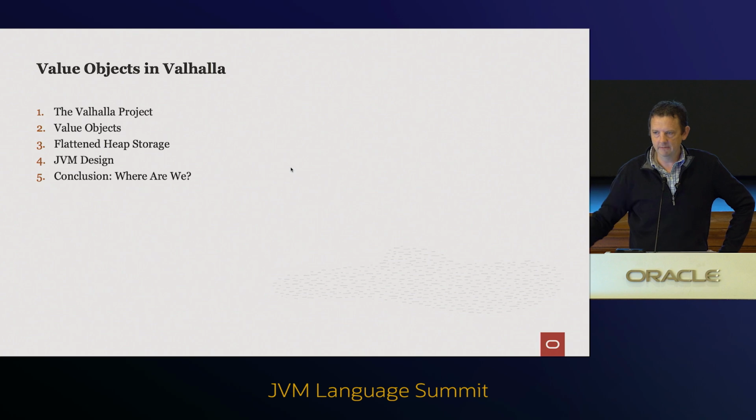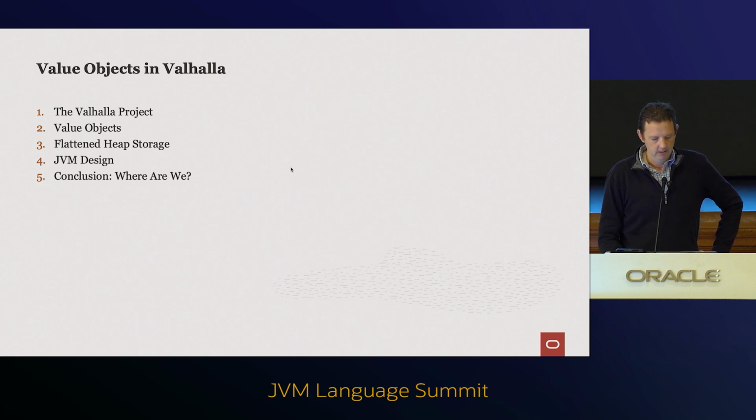There's a lot involved in the Valhalla project, and I'll gesture at some of the future things that we want to get into as well, but I want to focus on these pieces that are coming soon. Here's my outline. I'll talk about the project and the problems we're trying to solve. Spend some time on the two main features, value objects, and then flattened heap storage for those value objects. Set aside the JVM design underlying the support for these features for a fourth topic, and then conclude.